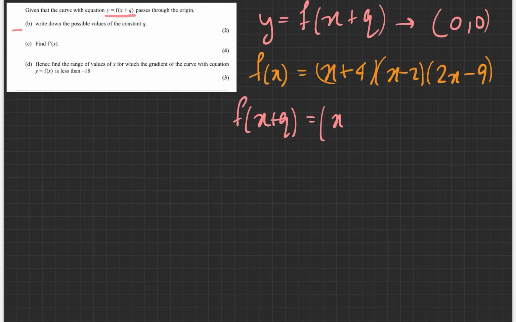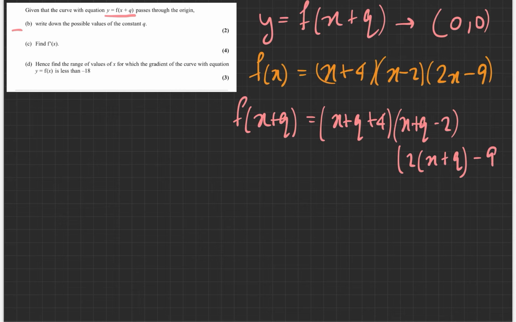And what I'm going to get is f(x + q) = (x + q + 4)(x + q - 2)(2(x + q) - 9). Okay, there you go. So we have our new equation with x + q. And now we know that this curve passes through the origin, which is 0 and 0, right? So I know that this is my y, so my y is equal to 0 when x is equal to 0.